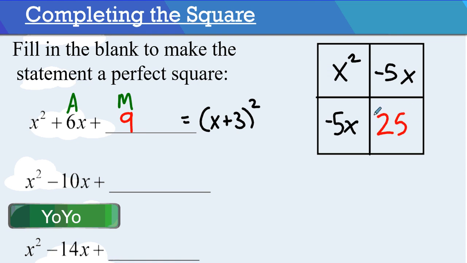Notice this number down here is always going to be positive because it's either a negative times a negative or a positive times a positive. I need to add 25. Then I would have a perfect square.